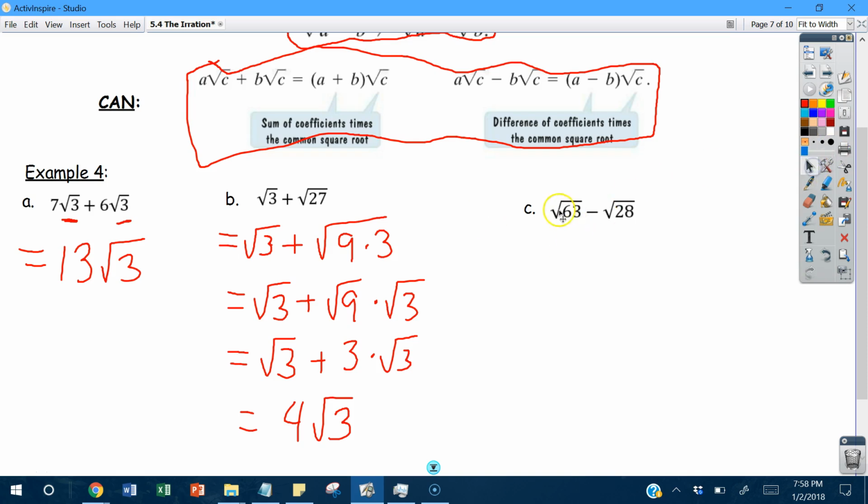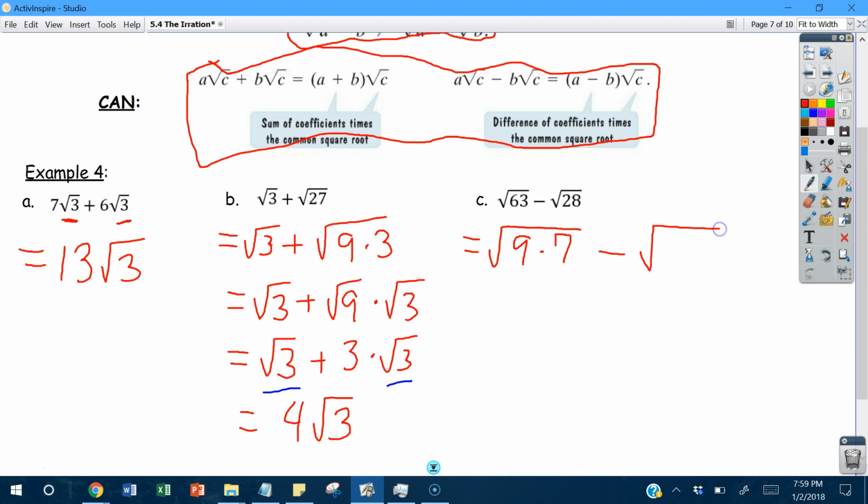And when you see something like C, which is probably really messy, we've got some big numbers and there's really nothing we can do unless we find, like in the previous problems, some sort of common square root. Here we had a common square root of 3 here and square root of 3 here. So let's see if we can simplify these numbers so that we see some sort of common thing. I know the square root of 63, well, 63 can be broken up with a factor of 9 in it. 9 times 7 gives me 63.